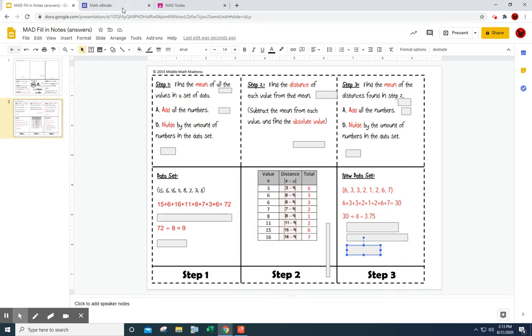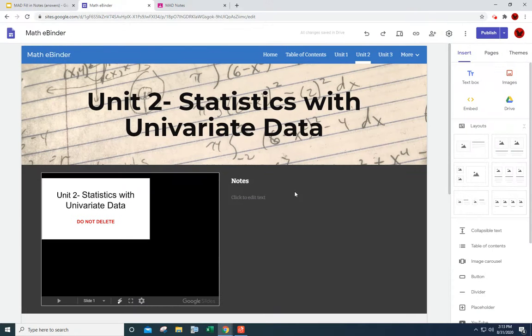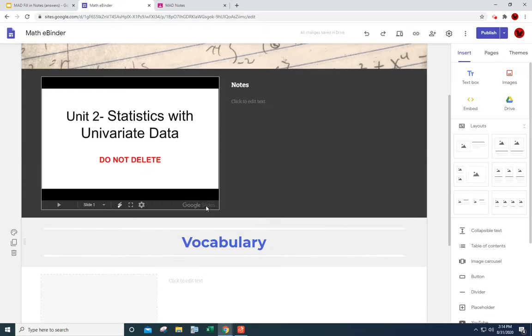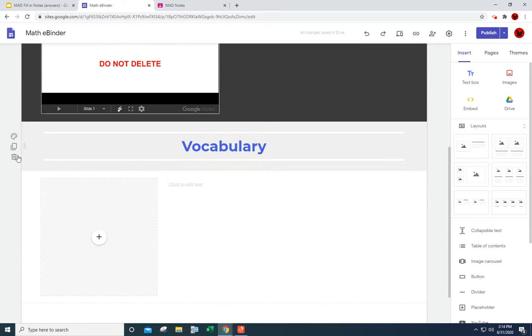To get this put into your binder, you're going to pull your binder up and go to Unit 2. In Unit 2, you're going to click this Google Drive over here. When you click that, it's going to pop up and show you what's in your drive. You just find those notes. When you click it, it comes in and looks just like this one, except it doesn't say do not delete. And you can grab it right there, and you can move them wherever you want them to go. They move all over the place, and you can get it all customized to your likings.